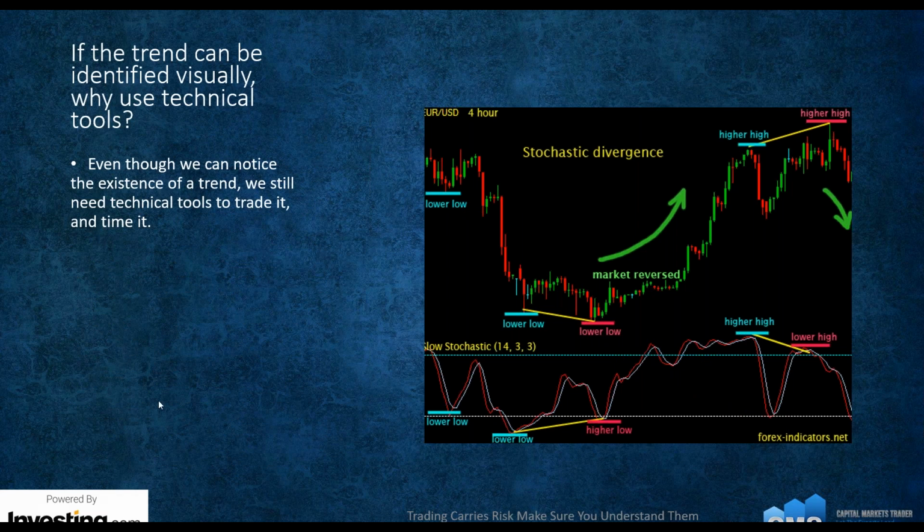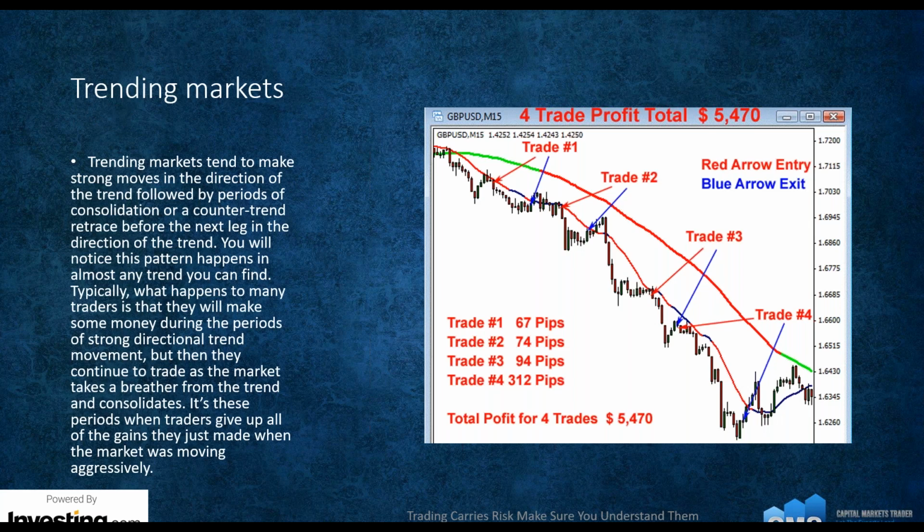Okay, so if the trend can be identified visually, why use technical tools? Even though we can notice the existence of a trend, we still need technical tools to trade it. Trending markets tend to make strong moves in the direction of the trend, followed by periods of consolidation or a counter trend retrace, or simply called a retracement, before the next leg in the direction of the trend. You will notice this pattern happens in almost any trend you find.